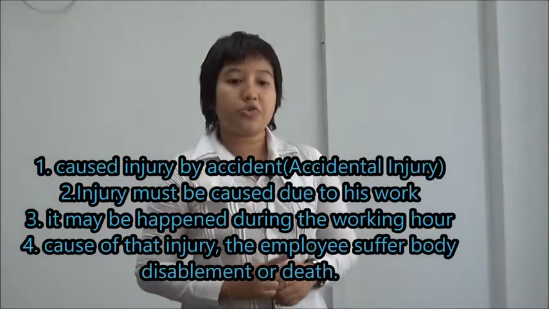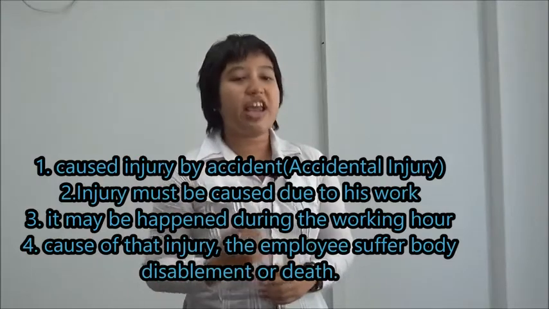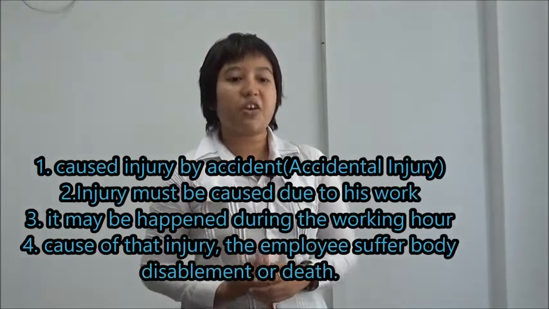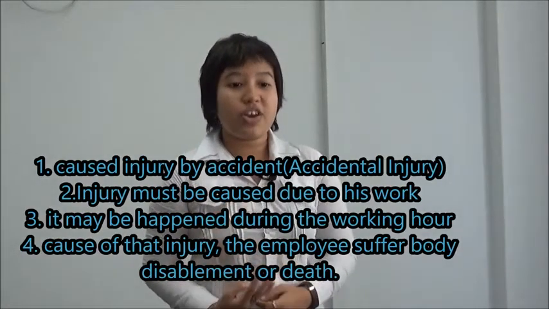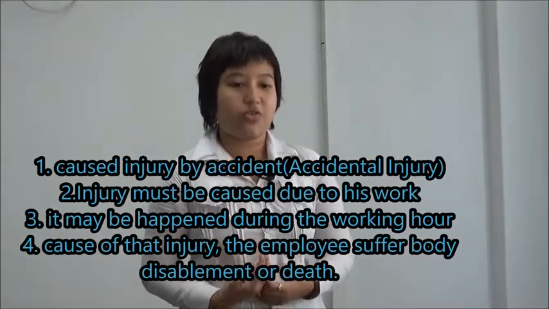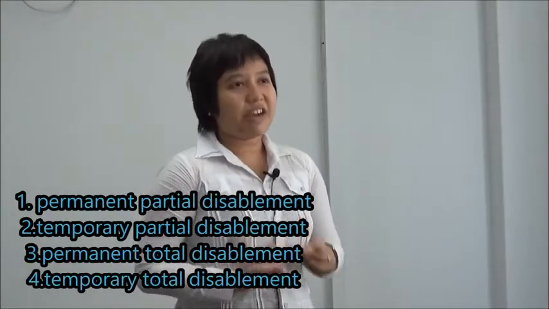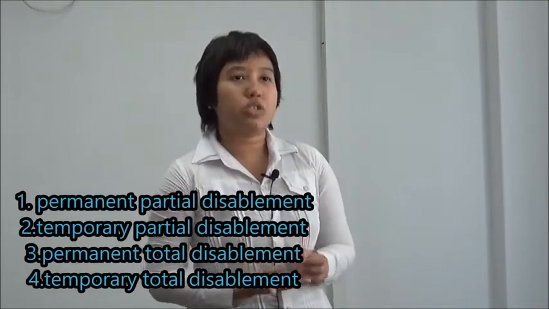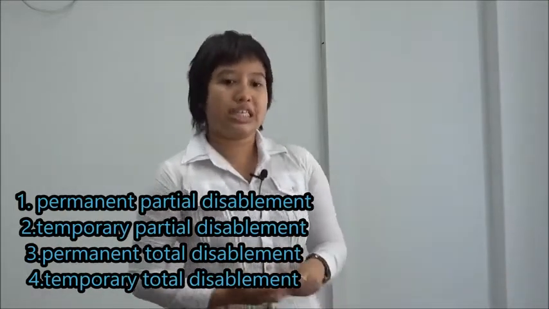Number one, the injury must be caused by accident, an accidental injury. Number two, the injury must be caused due to his work. And number three, it must happen during the working hours. And number four, because of that injury, the employee suffers bodily disablement and or death. And then there are four types of disablement: permanent partial disablement, temporary partial disablement, permanent total disablement, and temporary total disablement.